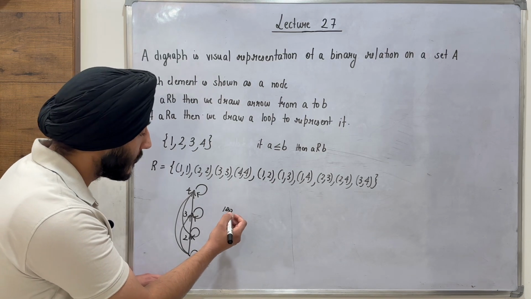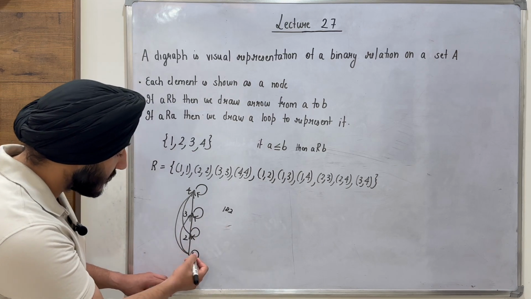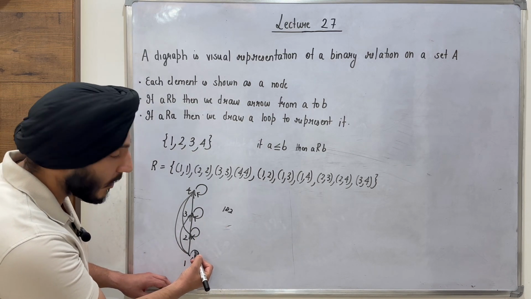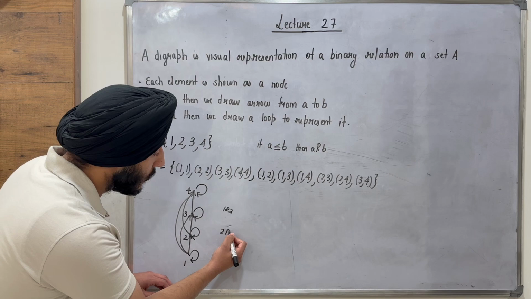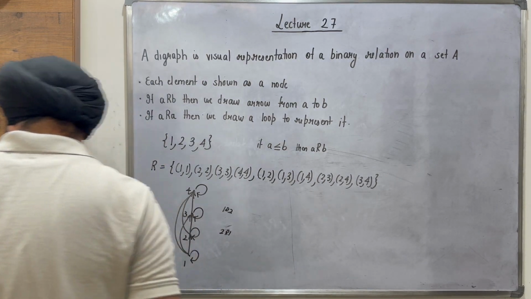That's just one thing to understand. If the arrow was on the other side, if it was going from 2 to 1, then the relation would be 2 related to 1, right? Just a small thing that I want you guys to keep in mind.